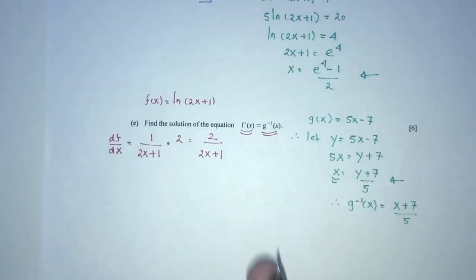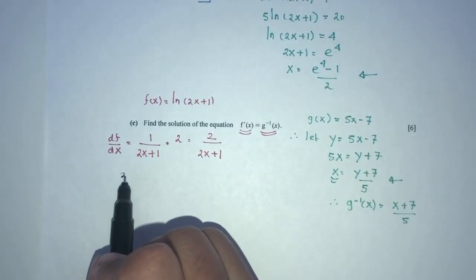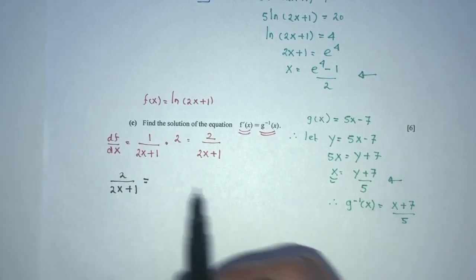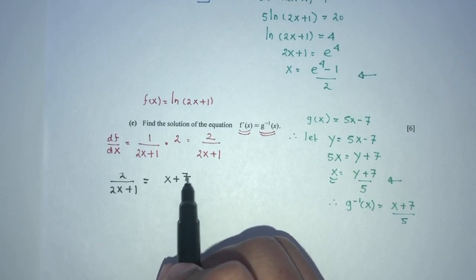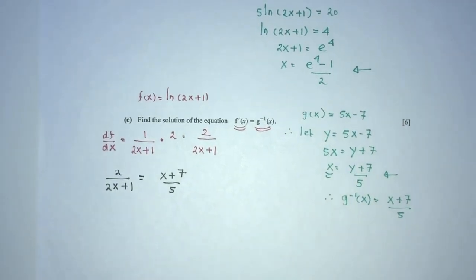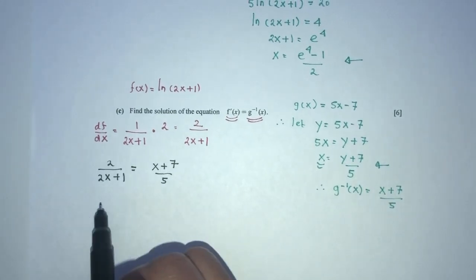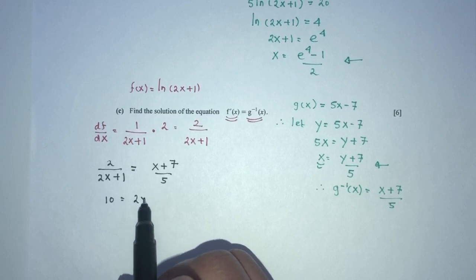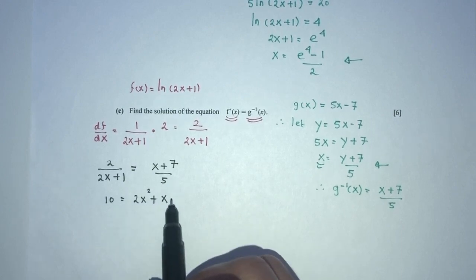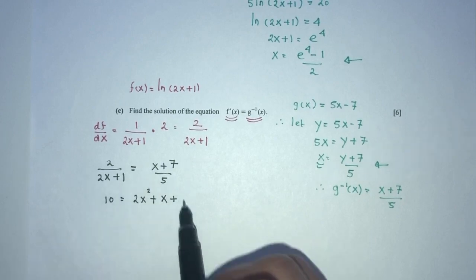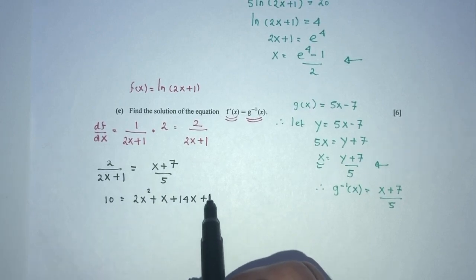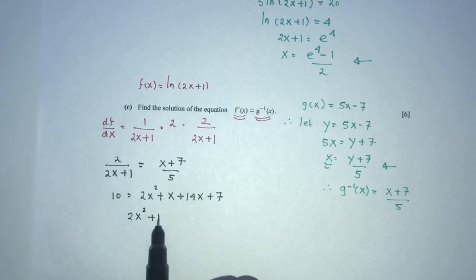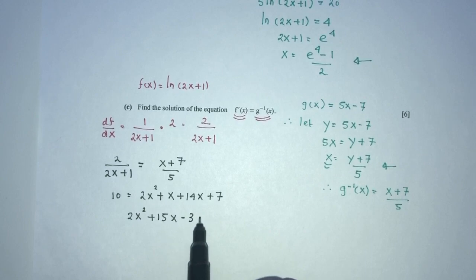So step by step. On the left hand side we have 2 over 2x plus 1 equal to g inverse, that will be x plus 7 over 5. Now we just have to cross multiply and see what happens. So that will be 10 over here, and that will be what, x times this. This will give you a 2x squared plus x plus 7 times this will be 14, and then plus 7. So simplify, send everything to one side. You will have 2x squared plus 15x minus 3.